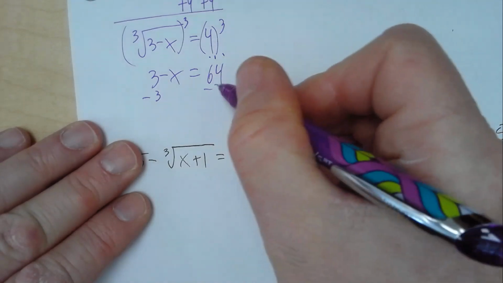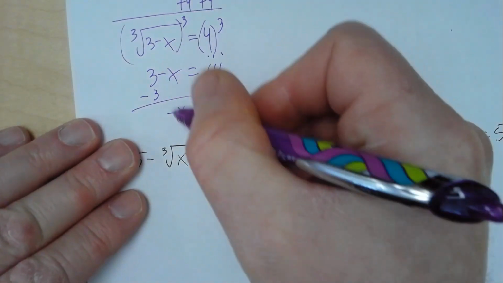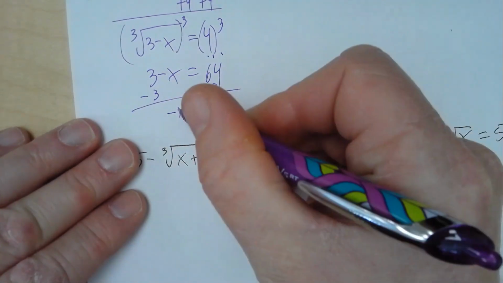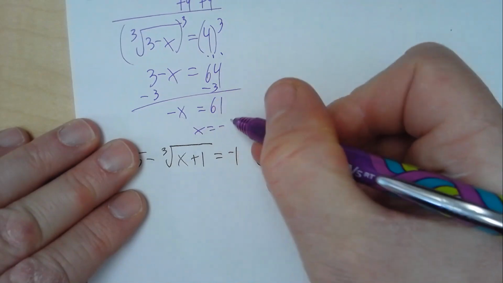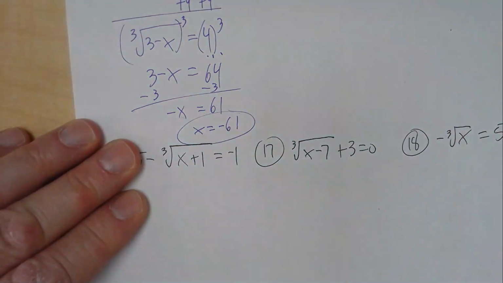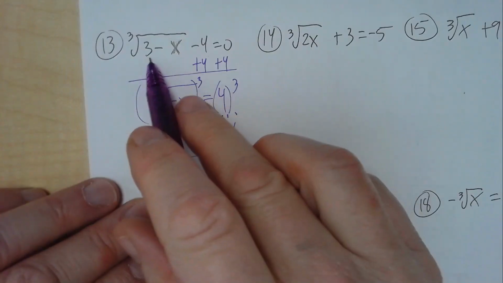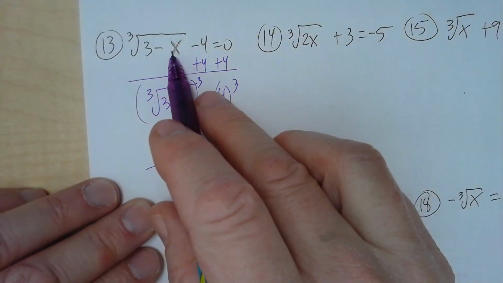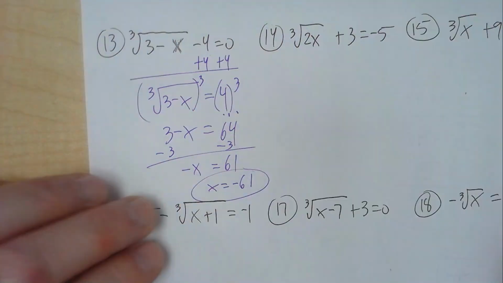Subtract 3, and I get negative x, and the negative drops down, is equal to 61. Divide over the negative, I get negative 61. So negative 61 is the answer. If you put it back in, 3 minus a negative 61 would be 64. Cube root is 4, right? So it does work out.